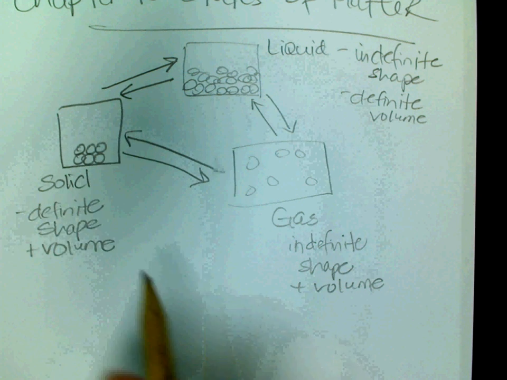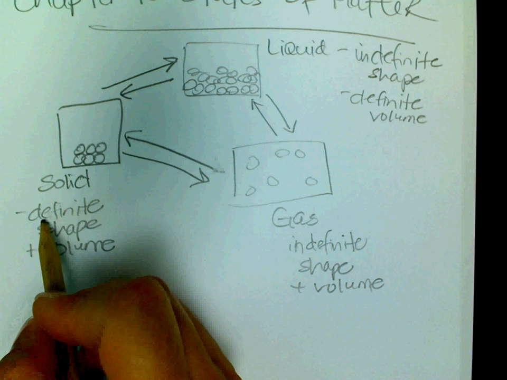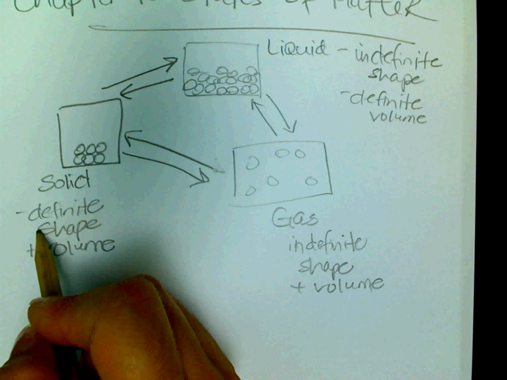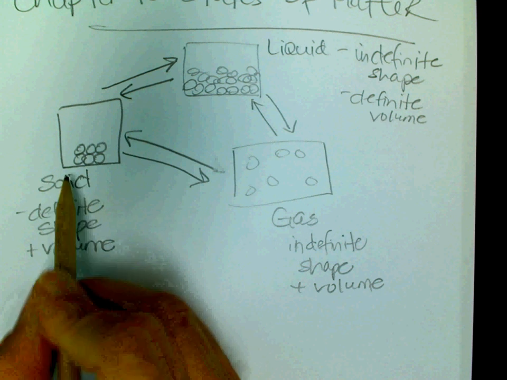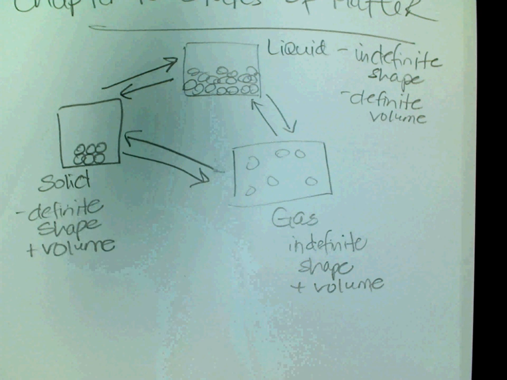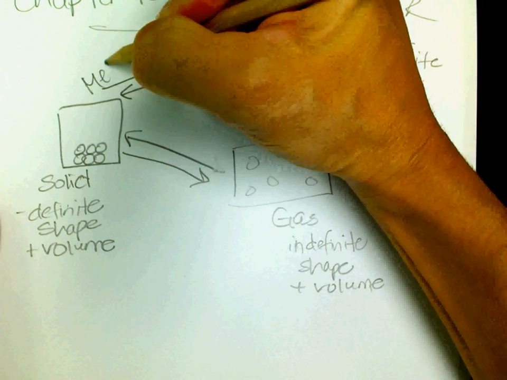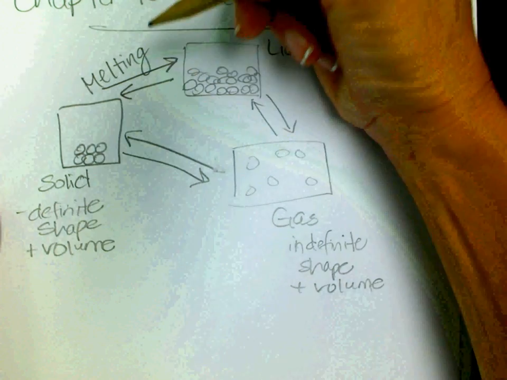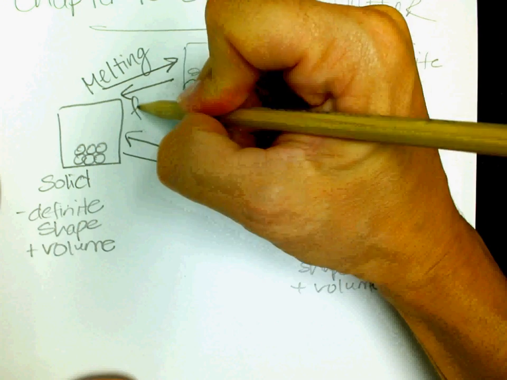All right, now, think about a solid. Think about solid, let's say water. What do you call solid water? What happens when you take your solid water, ice, and make it into liquid water? What is that process called? Melting. Okay, so solid to liquid is called melting. What's the opposite of melting? Freezing. Very good.